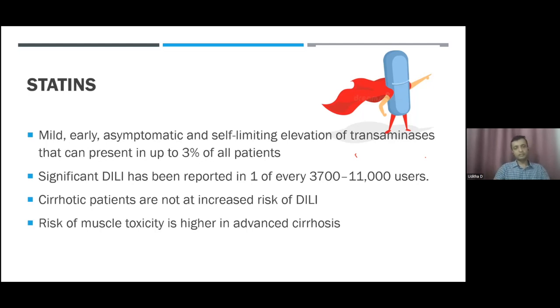Significant drug-induced liver injury has been reported in one in every 3,700 to 11,000. So it is relatively rare. And cirrhotic patients are not at increased risk of drug-induced liver injury. As I said earlier, in most cases, cirrhotic patients are not at higher risk of drug-induced liver injury due to statins. But the risk of muscle toxicity may be higher in advanced cirrhosis, especially when you are using these lipophilic statins like atorvastatin or simvastatin, which are the ones we use in liver disease.